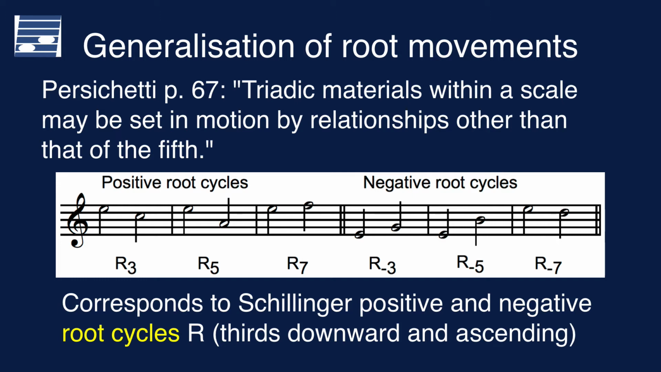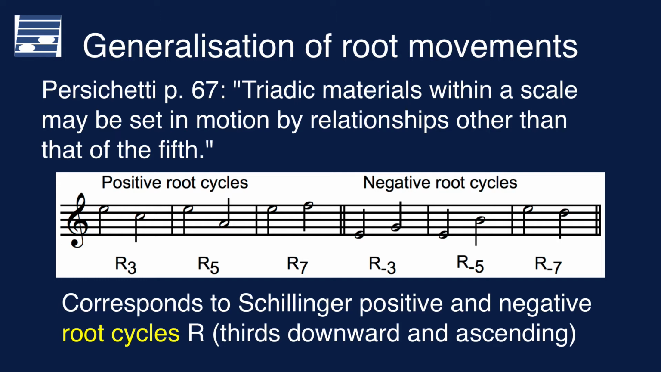The 3 positive cycles are R3, R5 and R7, with the root descending by a third, a fifth or a seventh respectively. The latter is equivalent to an ascending scalar step. Negative root cycles imply leaps in the opposite direction. Again, I refer to my other videos for a more in-depth discussion of the root cycle concept.